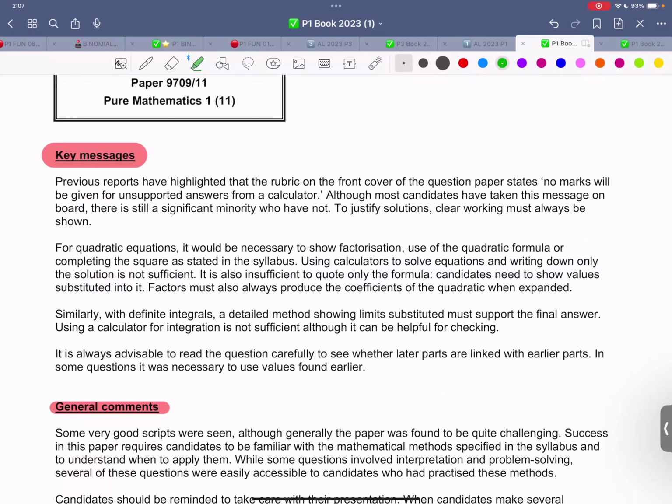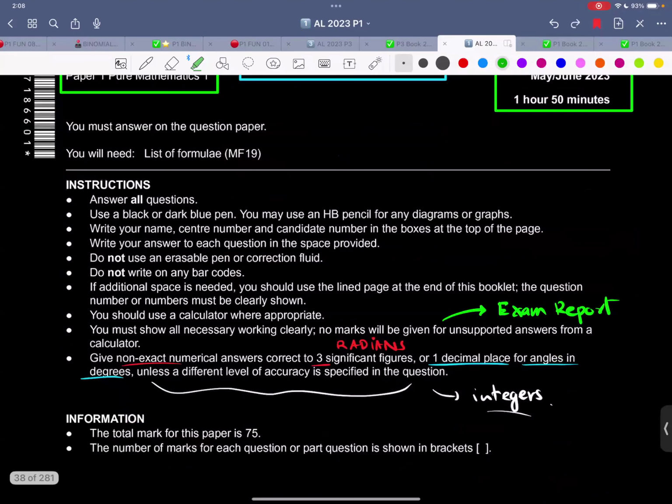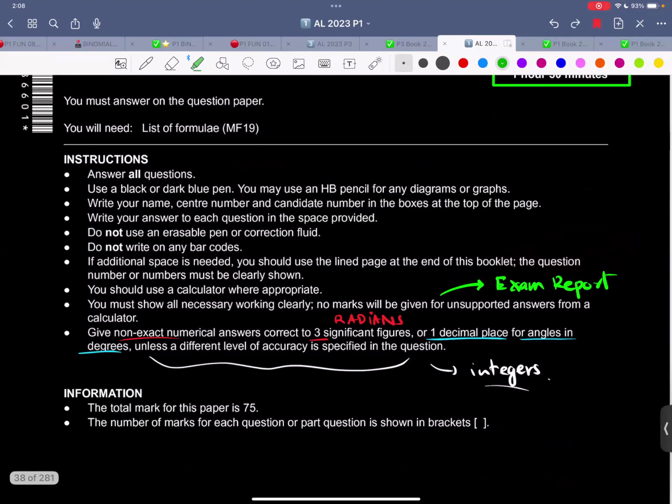Our previous reports, I'm reading the key messages. Previous reports have highlighted that the rubric, the standard on the front cover of the question paper, states no marks will be given for unsupported answers from a calculator. That is written at the front. So let's read the front. It says you should use a calculator where appropriate. You must show all necessary working. No marks will be given for unsupported answers from a calculator. This is that exam report thing.